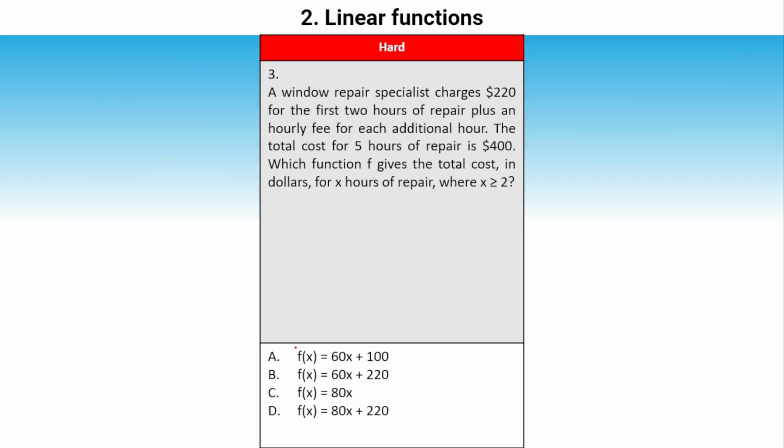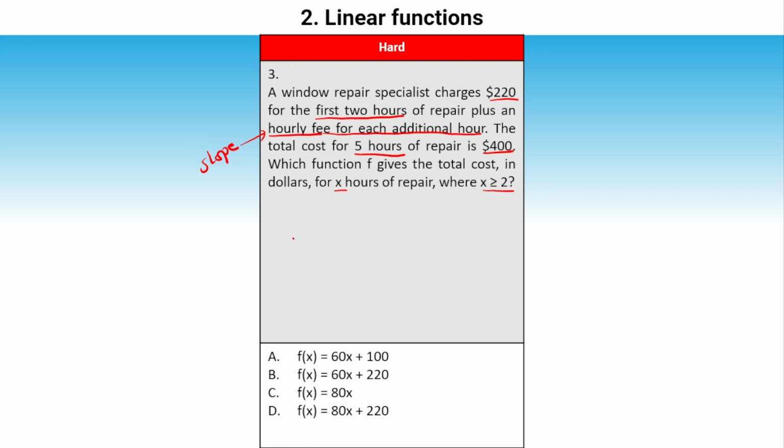So let's move to the hard one. A window repair specialist charges $220 for the first 2 hours of repair plus an hourly fee for each additional hour. Basically that means the slope. So he charges some additional money per hour. The total cost for 5 hours of repair is $400. Which function f gives the total cost in dollars for x hours of repair when x is greater than or equal to 2? These are the options given in the question.